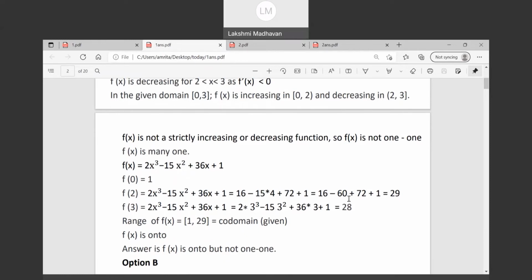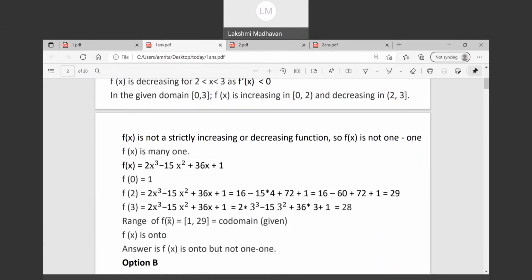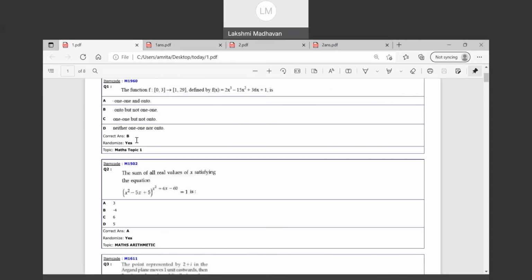So what's the range of f of x here? In the question, the codomain is given as [1, 29]. The range of f of x is from 1 to 29, which is actually equal to the codomain given in the function. So f of x is an onto function. It's not a 1-1 function, it's an onto function. We have different options here, so it's onto but not 1-1. The correct answer is option B.